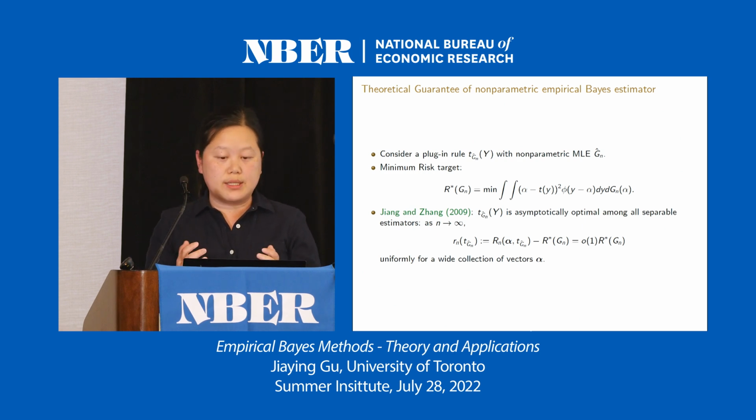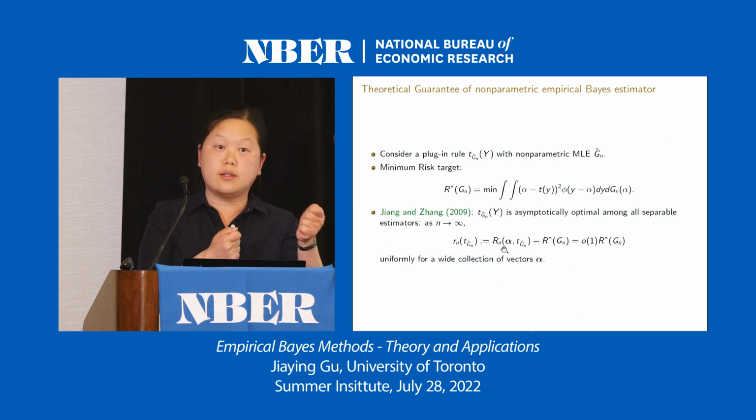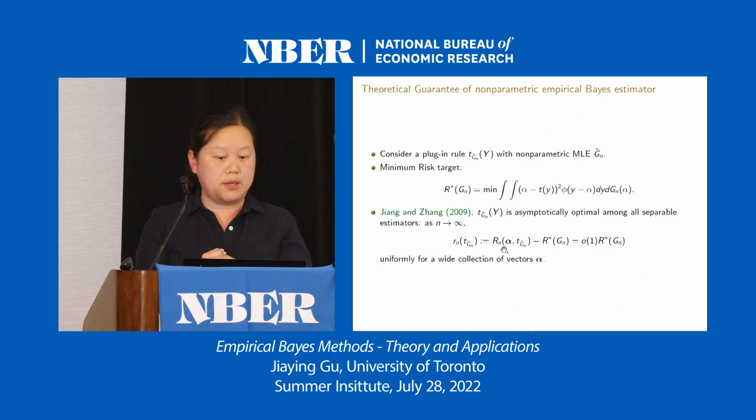separable estimators. What does it mean? It means that the regret, which is the difference between the risk of using this plug-in non-parametric EB estimator versus the minimum risk target, is going to be proportionally vanishing, right? So this is o(1) multiplied by the minimum risk target, uniformly for a wide collection of vector alpha. So this suggests that estimating Gn when we target these optimal Bayes estimators does not incur a huge price. So as sample size goes large, we're doing well.